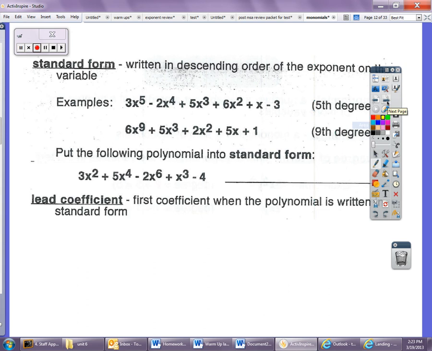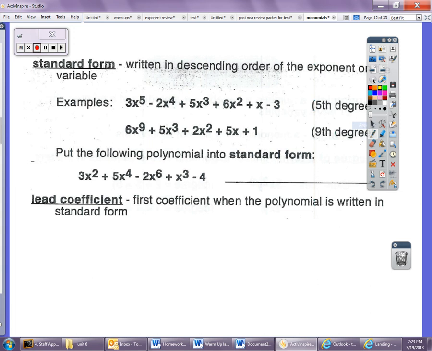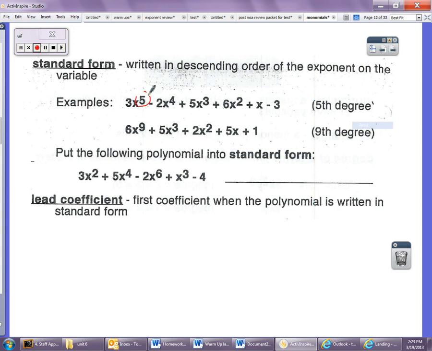Now standard form. Standard form is very important. Standard form is when it's written in descending order. So the exponents are written in descending order. If you notice, we look at our exponents here: 5, 4, 3, 2, 1, and then 0. So it's descending order, and this is going to be a 5th degree. We look at this example: 9, 3, 2, 1, and then this is x to the 0.